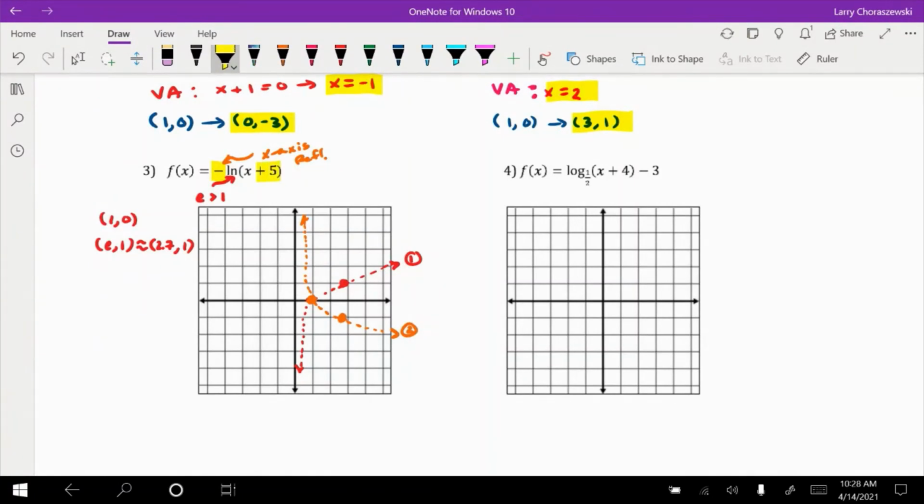And then inside the argument, we're adding 5, so we're going to have to move our graph left by 5. So let's take those 2 orange points. We'll move them to the left by 5 units. I'll start with (1, 0). And that (e, -1), all right, we'll kind of have to eyeball this. 1, 2, 3, 4, about right there.